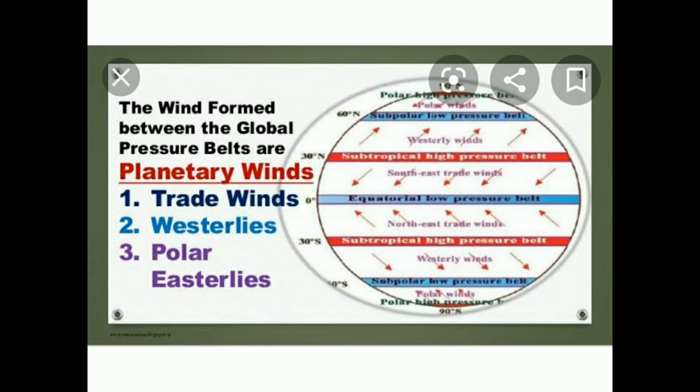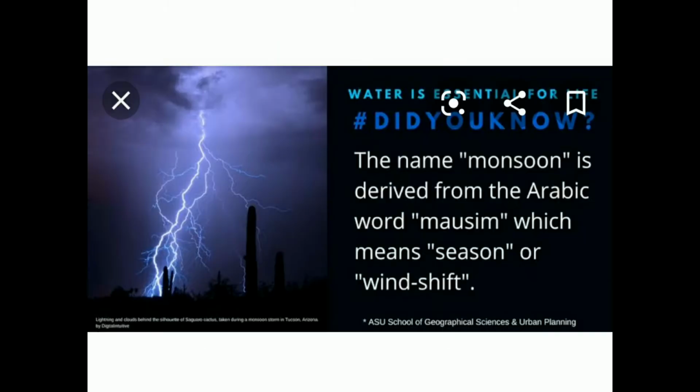Planetary winds are divided into three types: trade winds, westerlies and polar easterlies. Trade winds: in the olden days traders used to move in a particular direction depending upon the movement of the wind, so they are named trade winds. Westerlies blow from west to east, and so they are called westerlies. Polar regions experience very cold winds, and they blow from the east, so they are called polar easterlies.